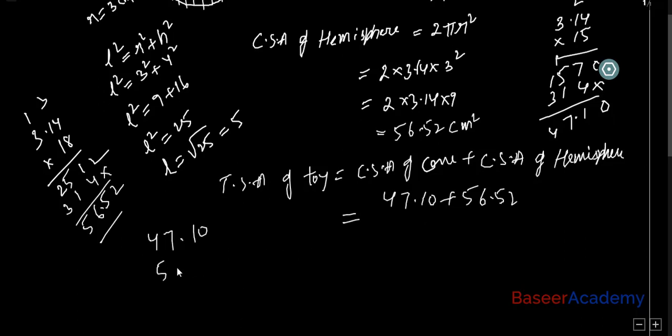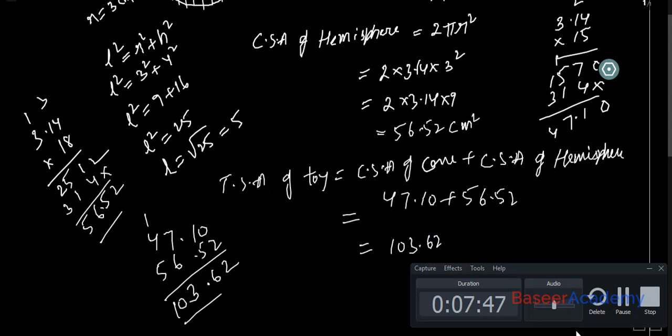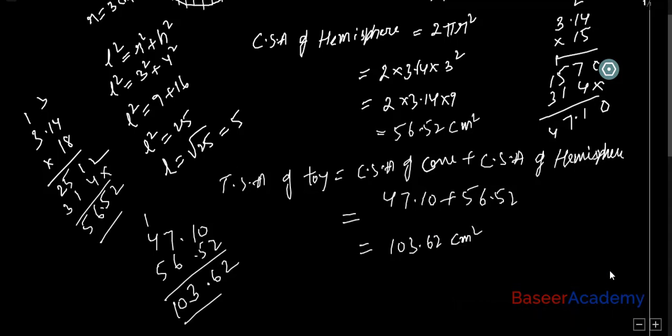47.10 plus 56.52 should be equal to 103.62. I see that in the textbook it says the answer is 103.71 centimeter square, but we are getting 103.62. Don't get confused. I actually verified this.